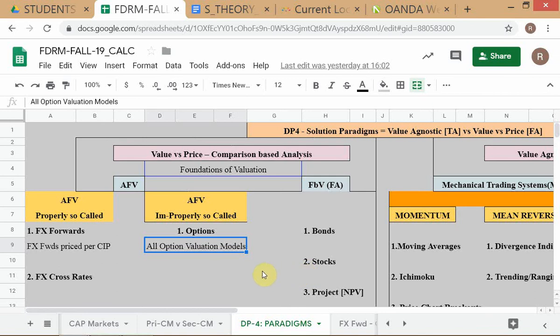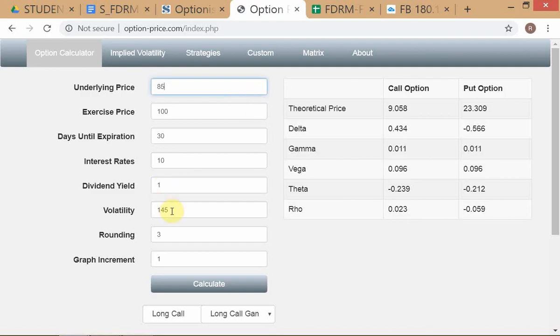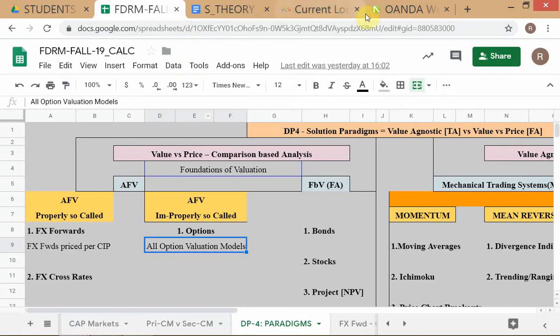Why did we get into this discussion? The reason I've called it improperly so-called is because at least one of the inputs is a subjective element, which is highly prone to error in terms of estimation. There are two subjective elements, the dividend yield and the vol. But the dividend yield is not so prone to error because it doesn't move around that much. There's not that much uncertainty about it. But this one is very uncertain. The vol, as you can see, moves around a lot. So therefore this is a problem.